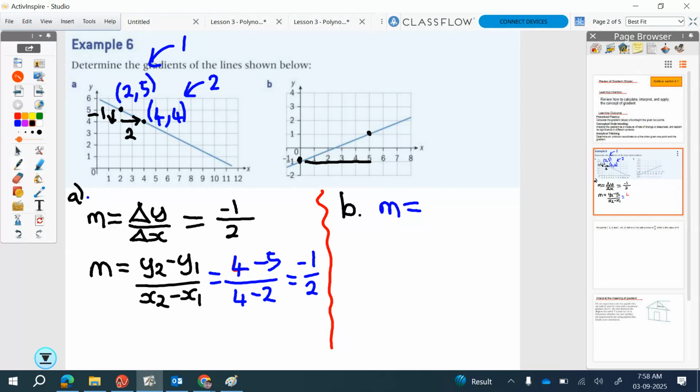From here upwards, how many squares do we go up? 2. So the gradient for this one is what? 2 over 5. Okay. 10 seconds flat. It should not be taking you this long to do questions like this one. We need to be much quicker.